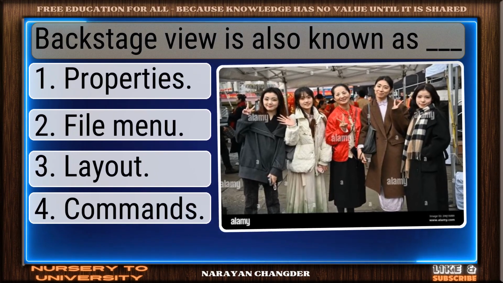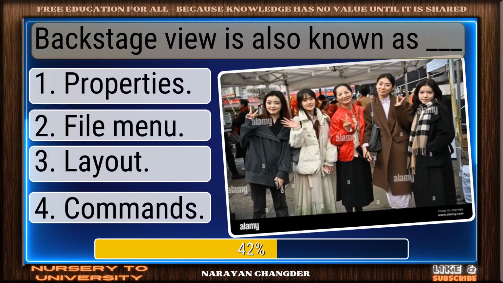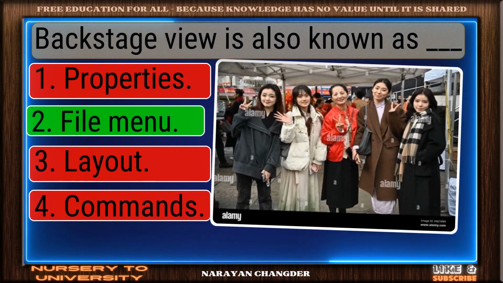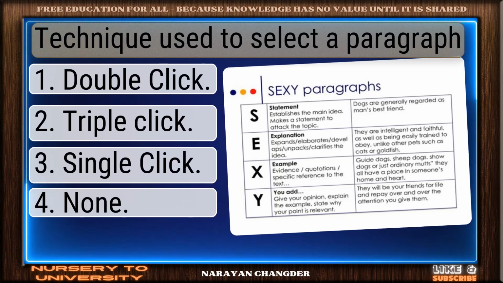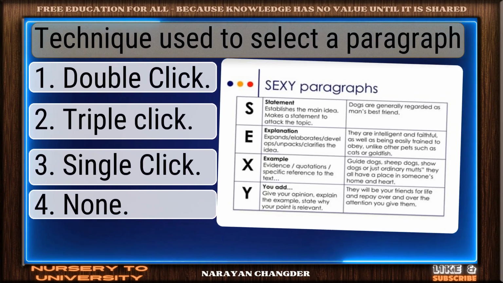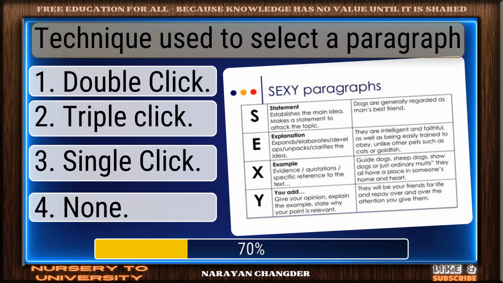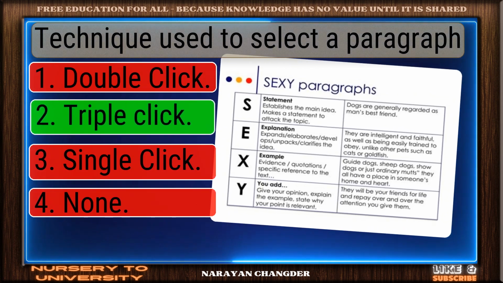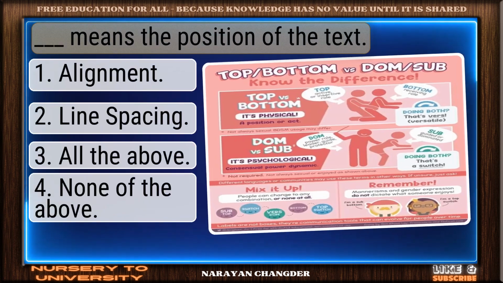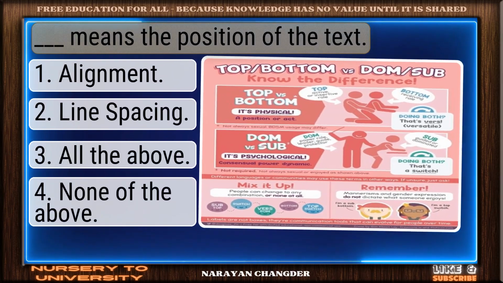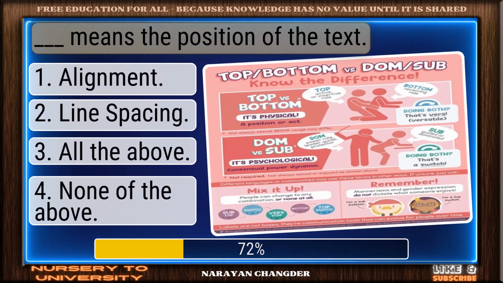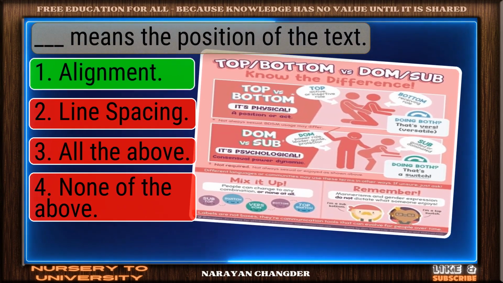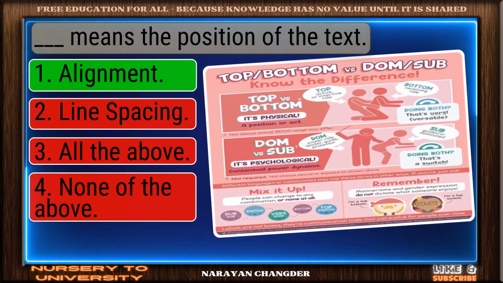Backstage view is also known as dash. Nice work. You chose file menu and it is correct. Technique used to select a paragraph. Nice selection. Triple click is the correct and valid answer. Dash means the position of the text. Clear logic. Your choice alignment is sound and 100% true.